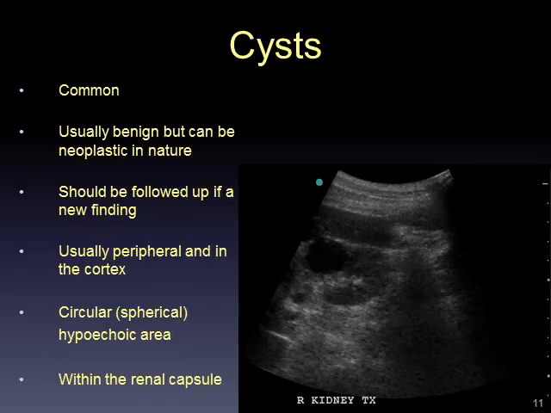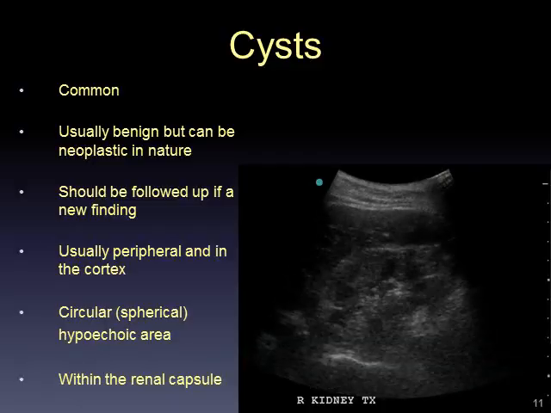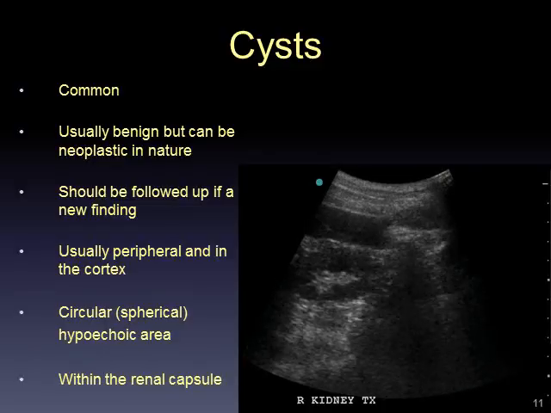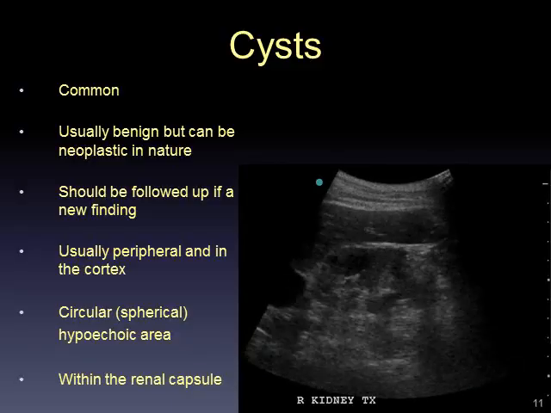Cysts in and of themselves are just a nephron whose collecting tubules never joined the rest of the system, so they've just sat there making urine. The importance of that is that because of their derivation, they are always in the cortex where the nephrons are found.